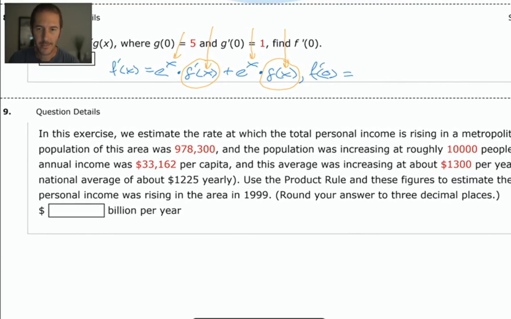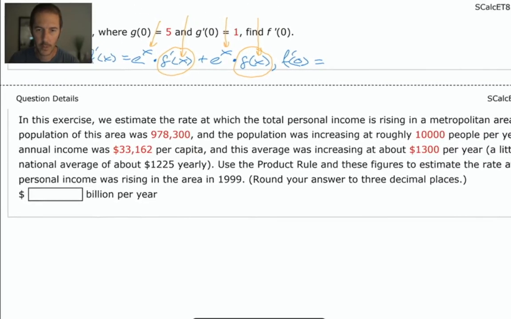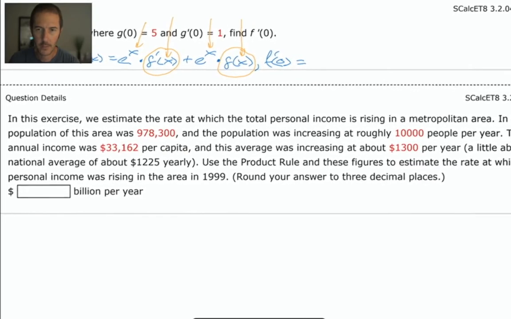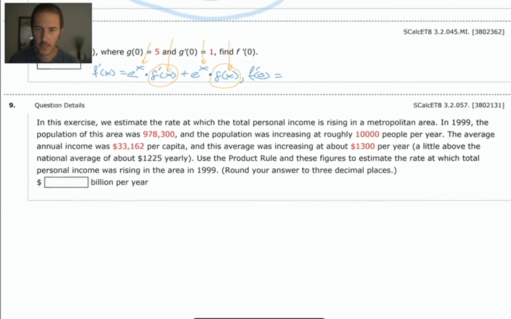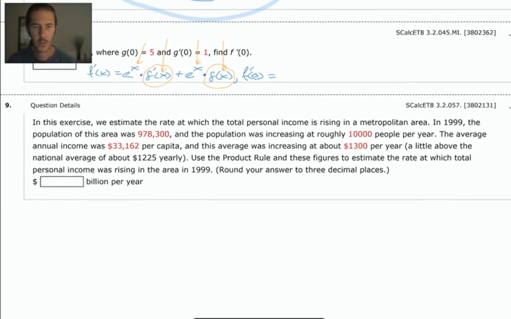Number 9 is clever. It's a little overwhelming, so let's look at it quickly. If I can get the whole thing on the screen. There we go. So we're estimating the rate at which total personal income is rising in a metropolitan area. What they don't explicitly say is how to calculate total personal income.